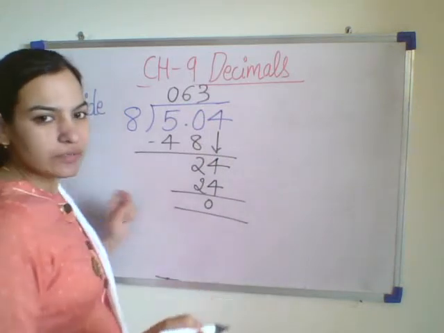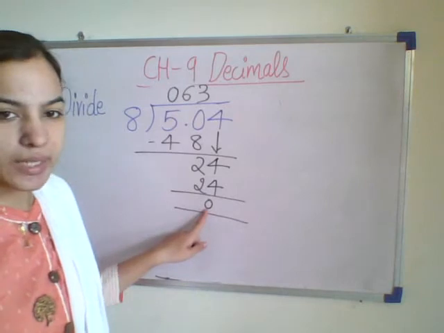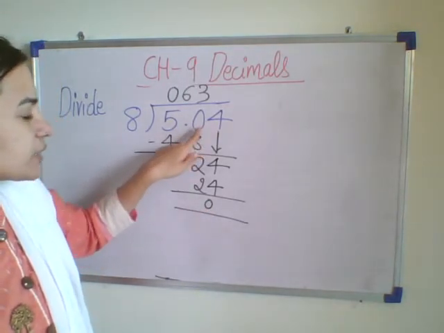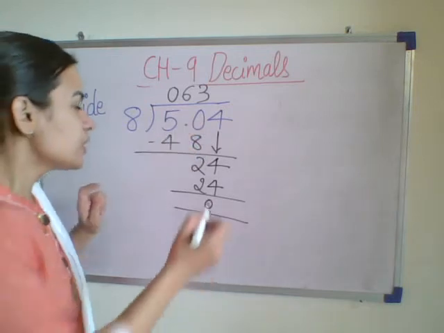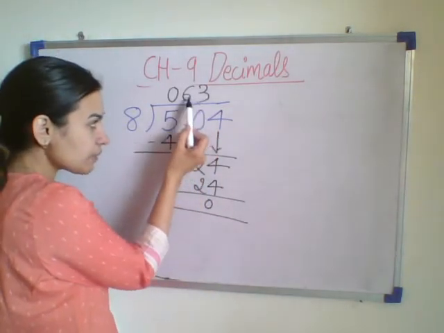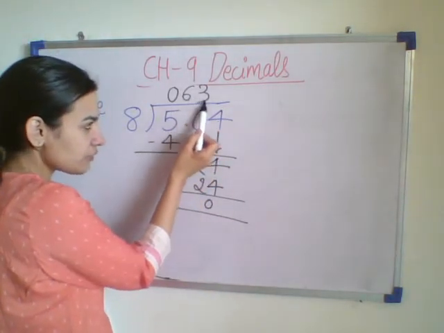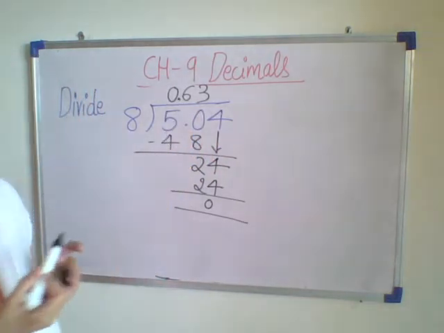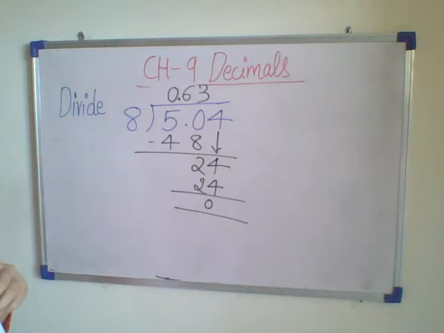We have to stop the division when the remainder comes to 0. Now here you can see the decimal is just after 2 digits. So here also put the decimal after the 2 digits, 1 2. I will be putting the decimal here. So our answer is 0.63.